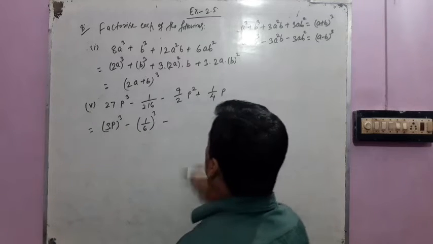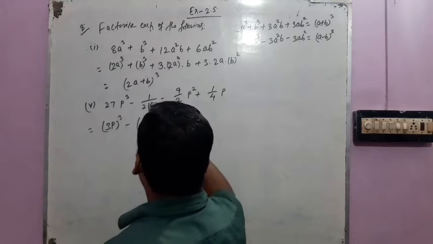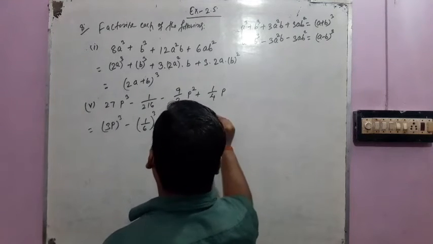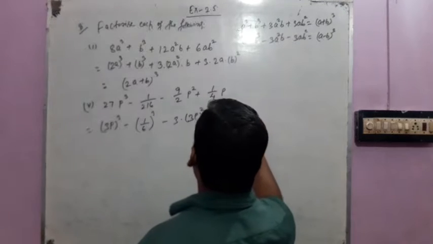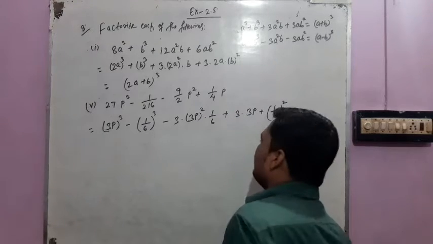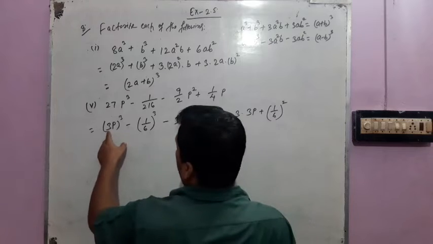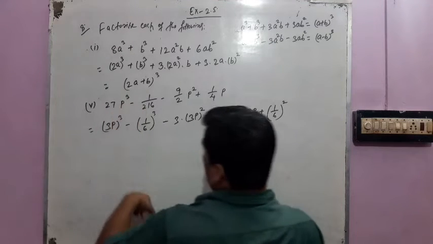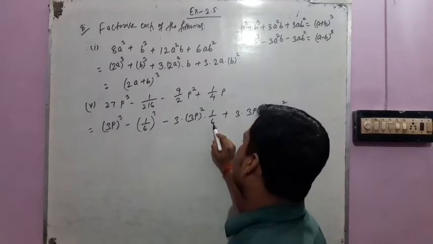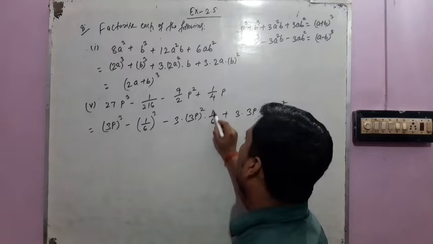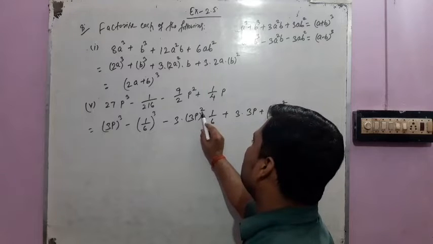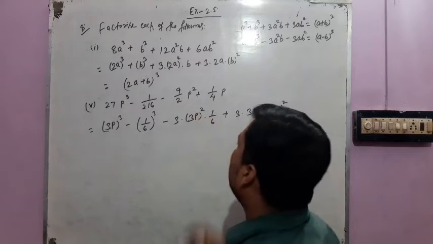Now 9 by 2p square we can also write in the form of 3a square b plus 3ab square. Okay student, now when we are solving it, we will get the cube of 3p is 27p cube, cube of 1 by 6 is 1 by 216. Now here 3 twos are 6, what remains here? 1 by 2, and 1 by 2 multiplied with the square of 3p, which is 9p square, we will get 9 by 2p square.